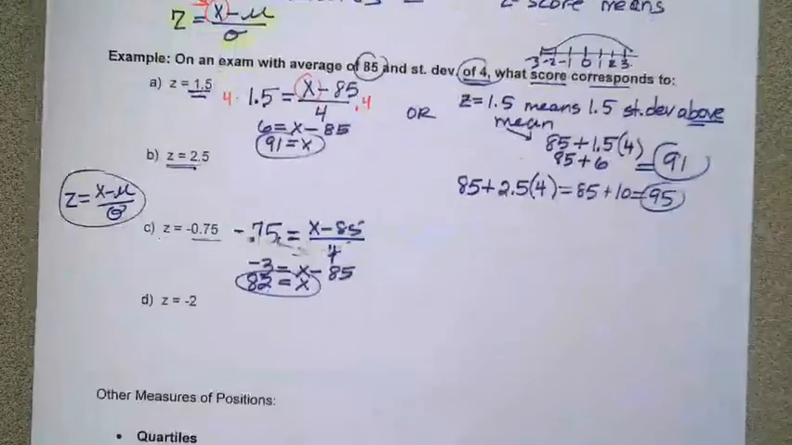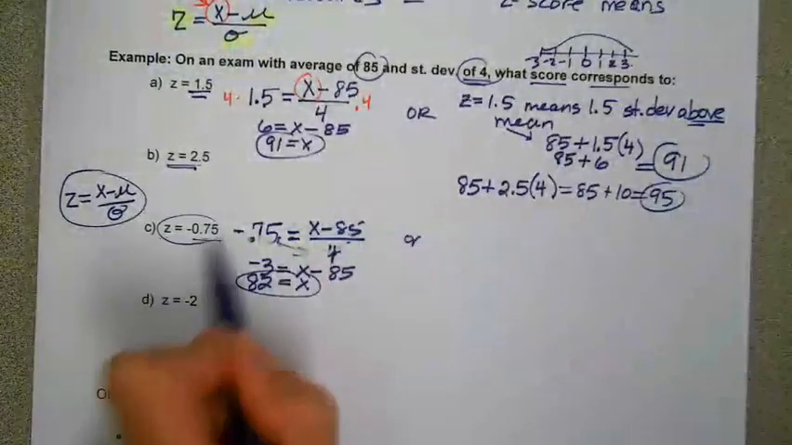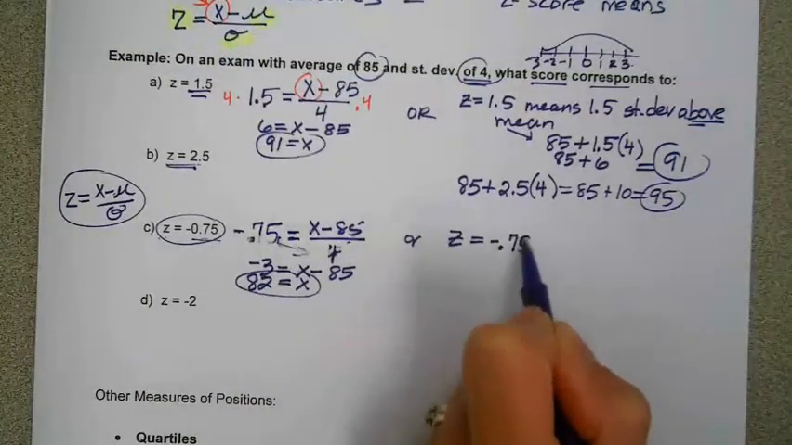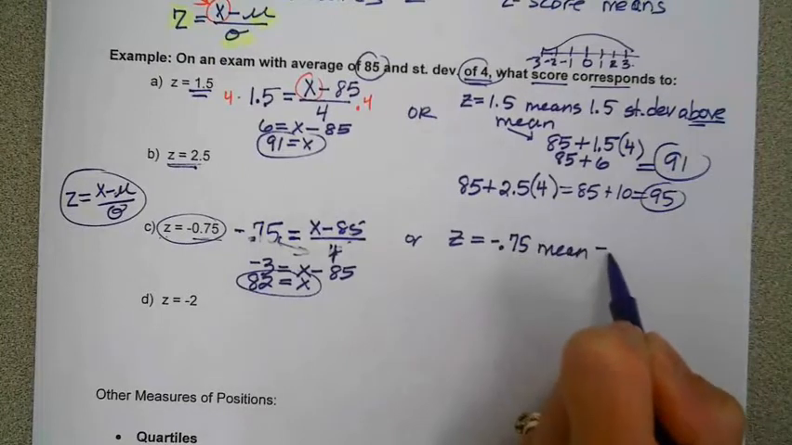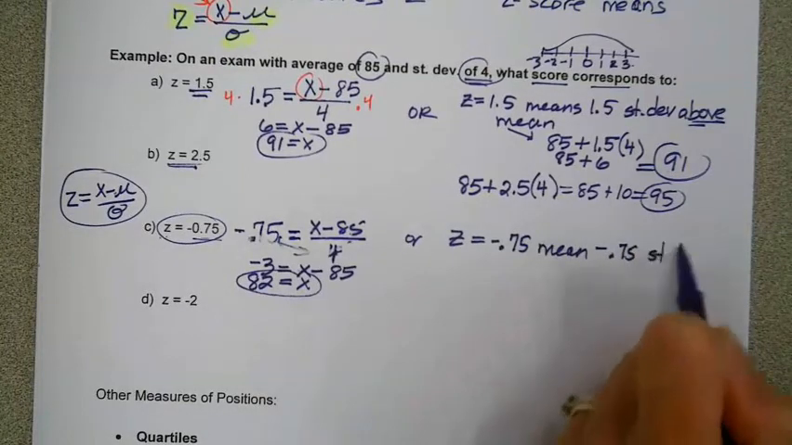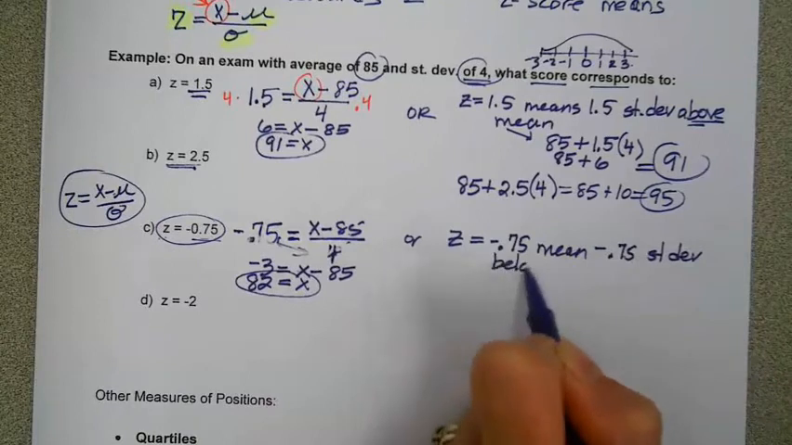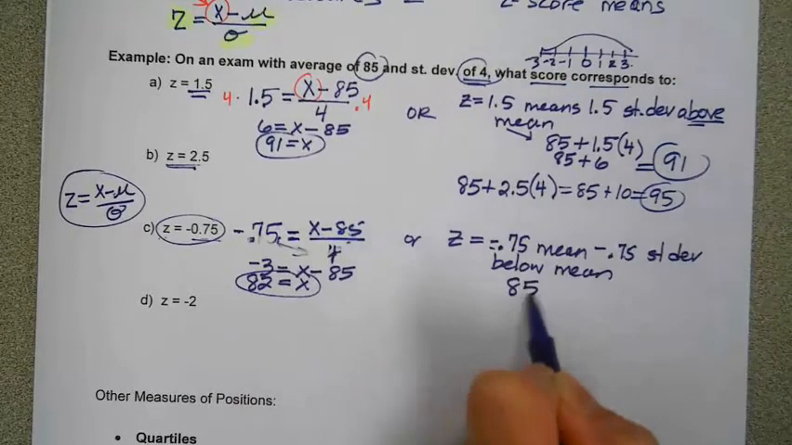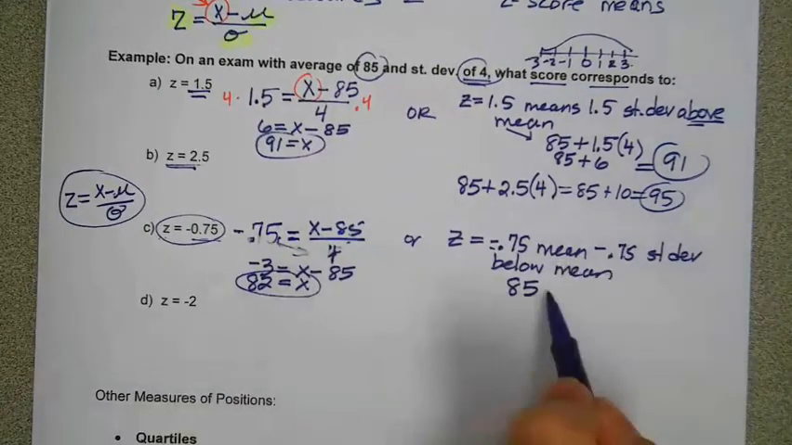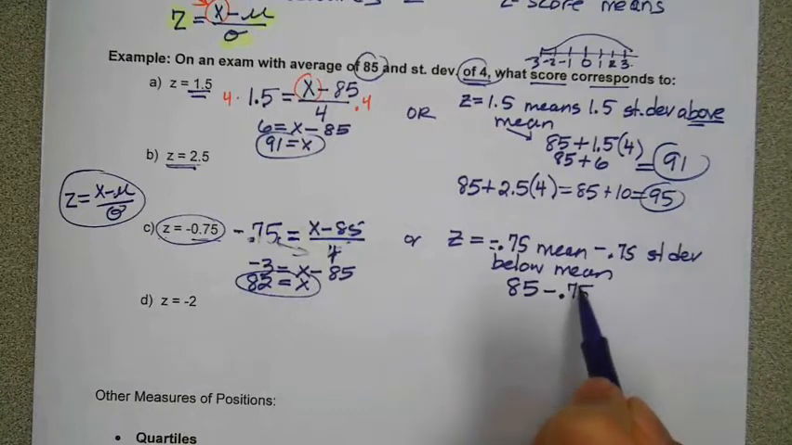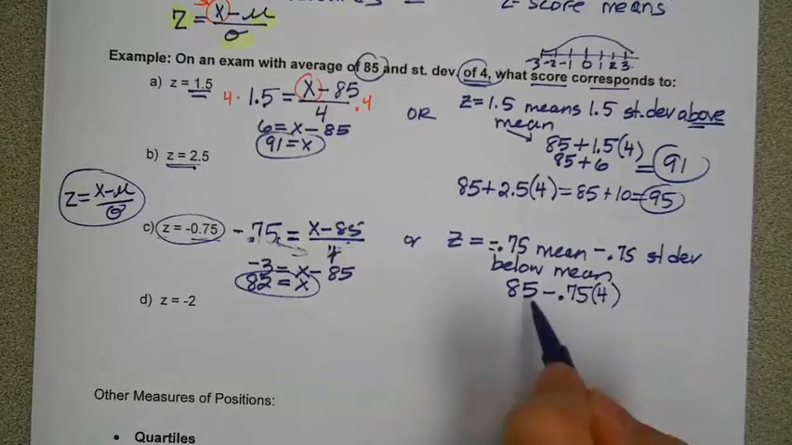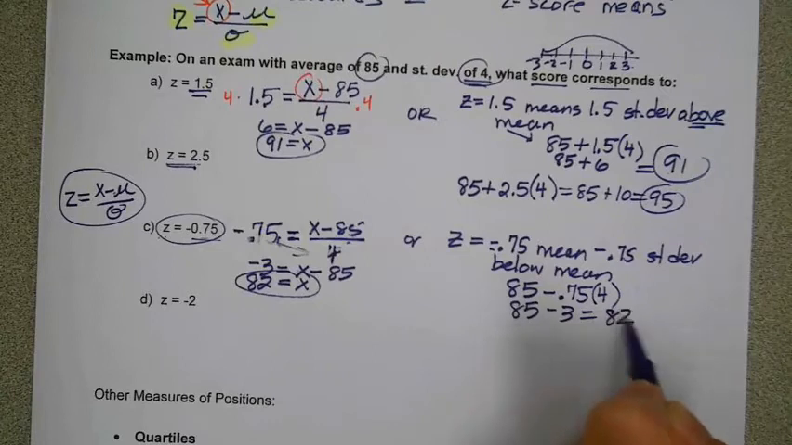So that was that one. Again, the other way to think about this was just a z-score of -0.75 means I'm 0.75 standard deviations below because I'm negative. So below the mean. So I could have just started with the mean, said, okay, I have to move down. So I'm going to take away 0.75 standard deviations. Again, standard deviation being 4. So 3/4 times 4, there was our -3. And 85 minus 3, 82.